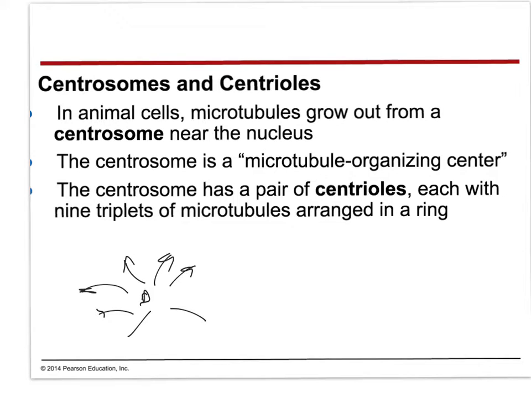The centrosome actually has a pair of cylindrical centrioles. Each has 9 triplets, so 9 times 3 rings, in a circle. That's what a centriole has. Each centriole has 9 triplets of microtubules. So it's a collection point where all these microtubules come into.